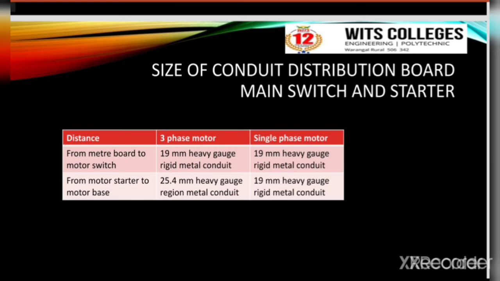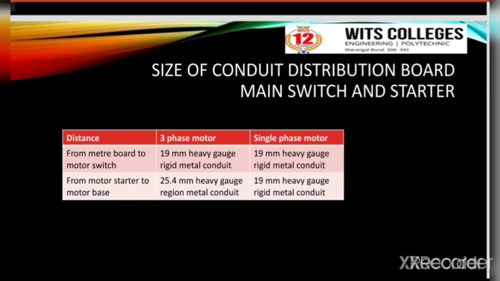Generally, for each 3-phase motor, 3 cables are required from the meter board to the motor starter, and 6 cables are required from the starter to the motor terminal. So 3-phase motors can use 3 cables from the meter board to the motor starter, and 6 cables from the starter to the motor terminal.